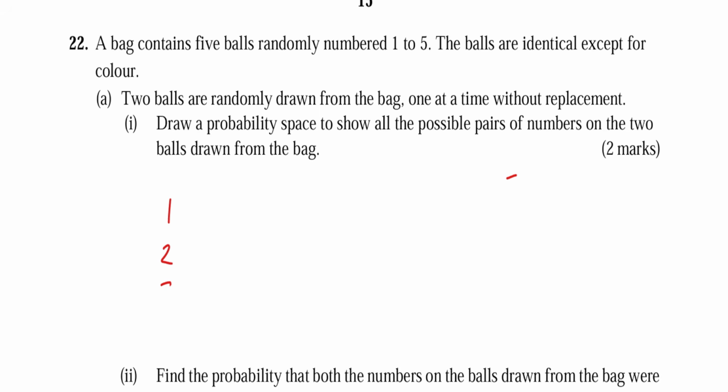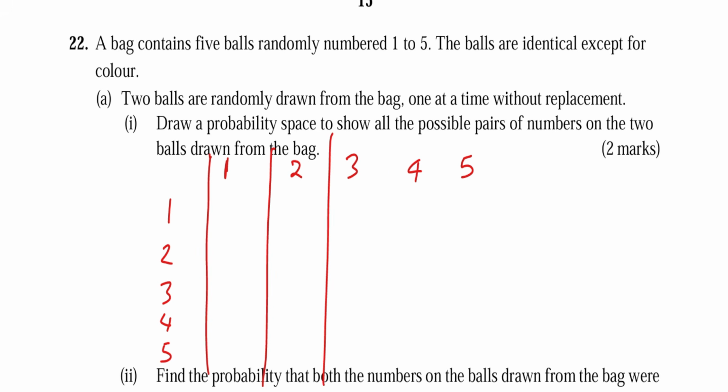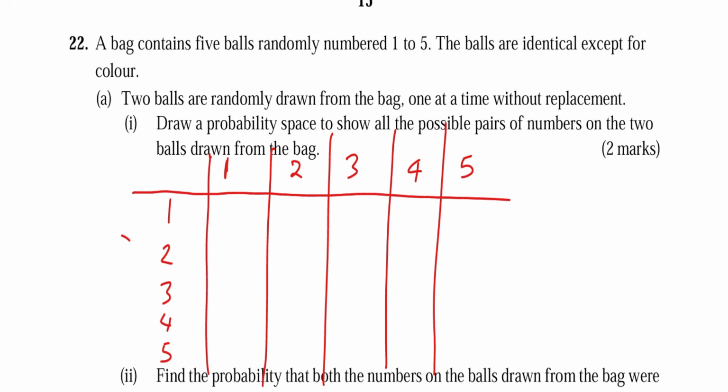So 1, 2, 3, 4 and 5. Sawa, na nyingine ni 1, 2, hapo 3, 4 and 5. So basically what we're doing is to draw the probability space diagram, which is this one. I'm not using a ruler to pass, but it's better to use a ruler. So kitu kama hii, probability space.